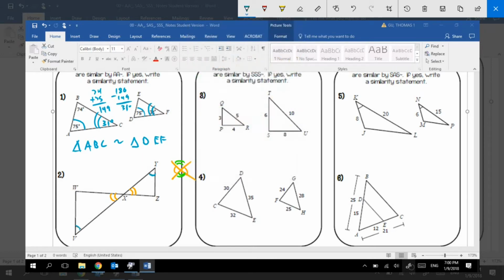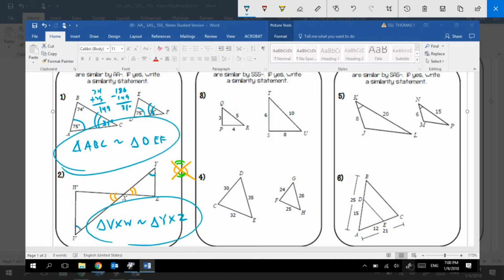So triangle, let's start with V, then to X, then to W, is congruent to triangle, if we started at V, that's congruent to Y, then to X, then to Z. And there it is. So that's how you use the angle-angle similarity to show that two triangles are similar.